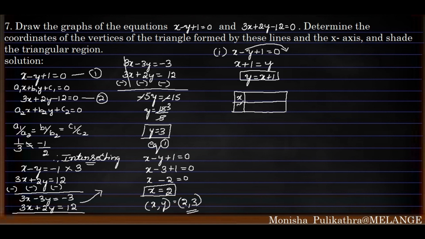Okay, so this is x and y. The first one is 0. I will be taking 0 here, so the equation will become 0 plus 1. 0 plus 1 is 1. So when I substitute x is equal to 0, y will become 1.